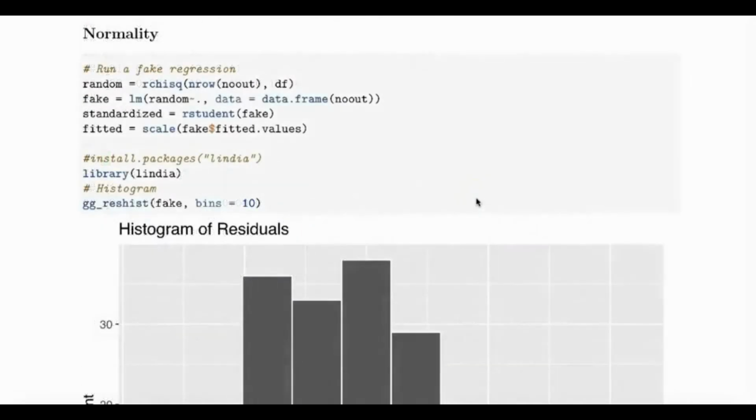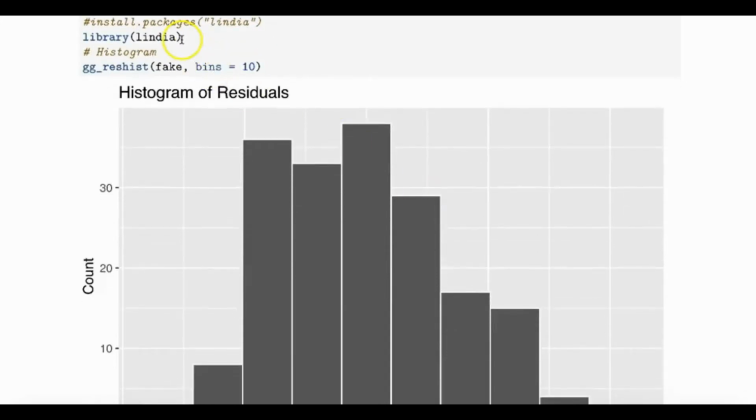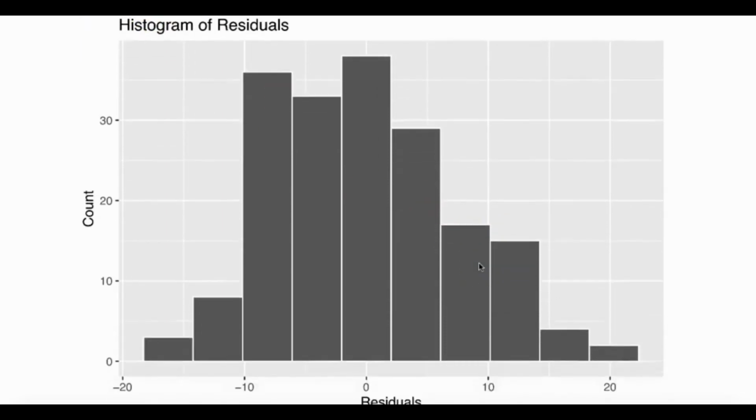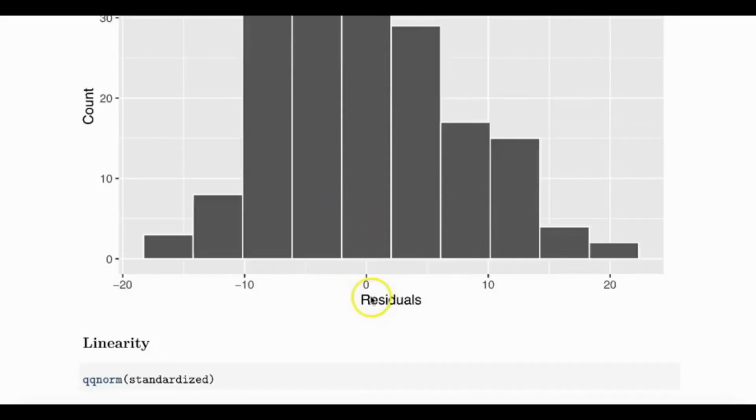Next thing I'm going to check is normality. I run my fake regression using my data and the degrees of freedom from Mahalanobis distance, and I get the standardized residuals from that and then the fitted residuals. I went ahead and got fancy and used this new library and the function ggresidual histogram just to make a nicer looking histogram. It's okay if you prefer the other one. It looks fine. If anything, it might be a little bit bimodal, but I think it looks normal enough.